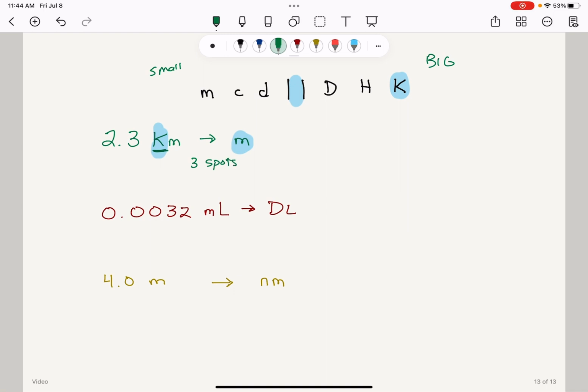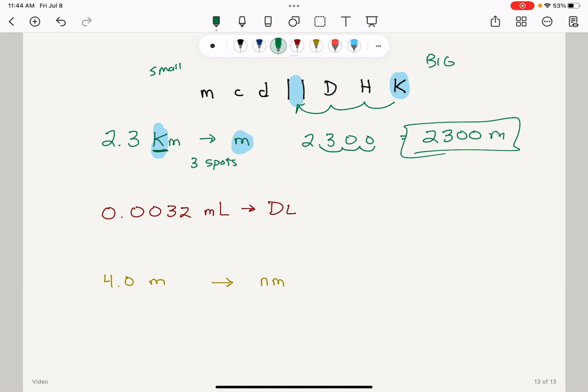And then I need to ask, is the unit getting smaller or bigger? Since the unit is going from kilo to meters, the unit is getting smaller, which means the number has to get bigger. So therefore, I'm going to take my 2.3 as written, and I'm going to make it get bigger by 3 decimal points. So 1, 2, 3. That's equal to, and then you just fill in zeros here. So then it's 2300, and that would be meters, and that would be the correct thing.